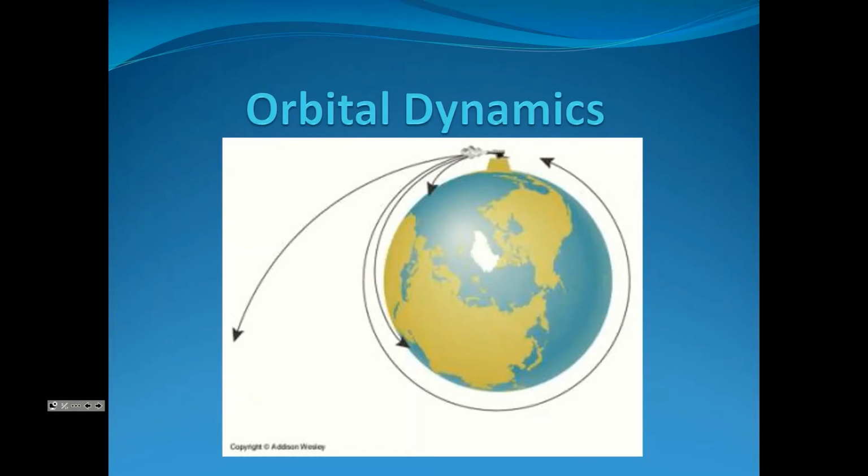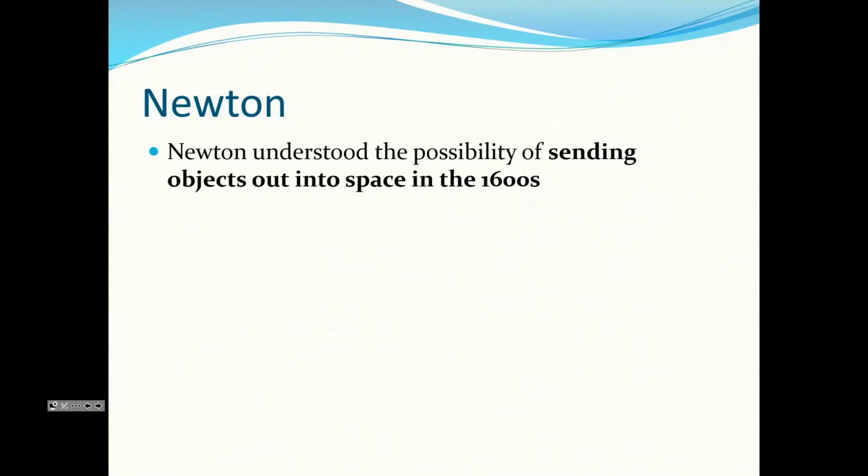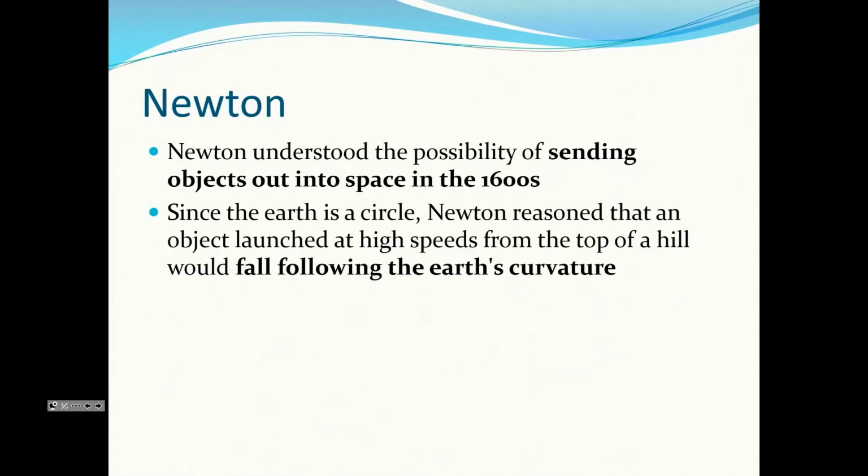Okay, so this is our last lesson, Orbital Dynamics. So Newton understood the possibility of sending objects out into space in the 1600s, which is crazy because they didn't send anyone into space for over 300 years after that.